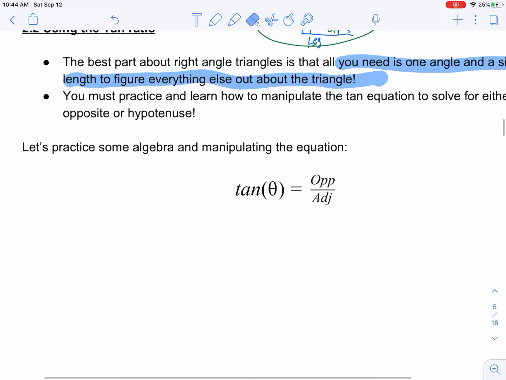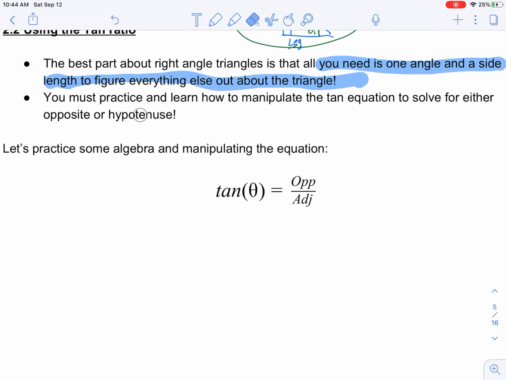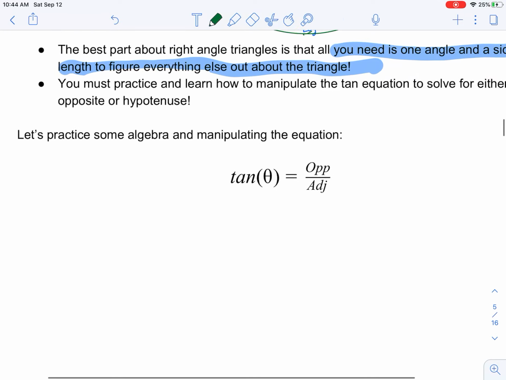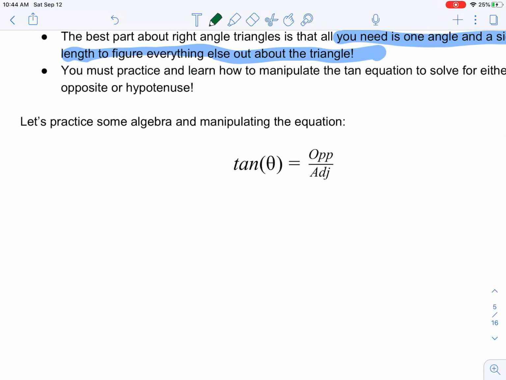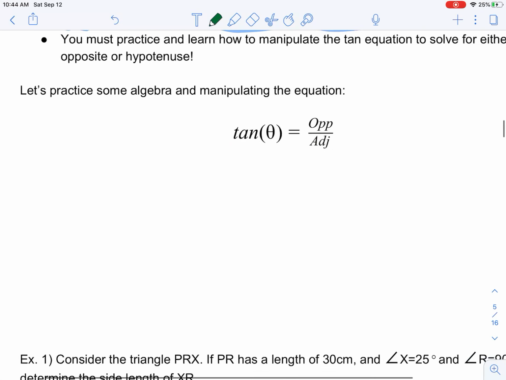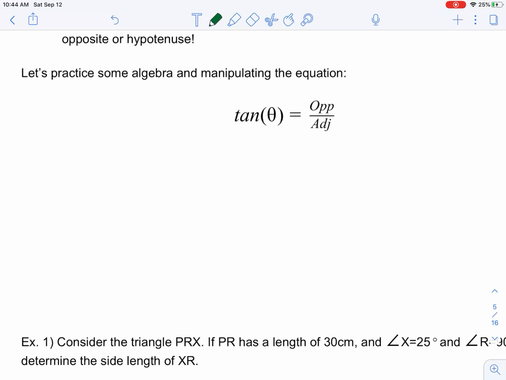Now, in order to be able to do all this, we must practice and learn how to manipulate the tan equation to solve for either opposite or hypotenuse, okay? So that means we got to practice manipulating formulas. So you can see this formula here. Tan angle equals opposite over adjacent, okay? Now, this is really important to understand.